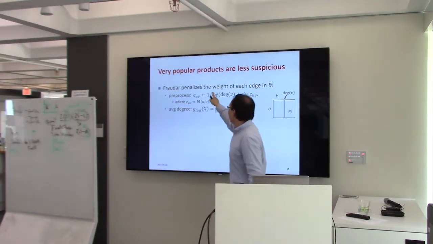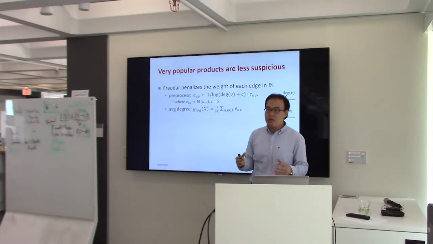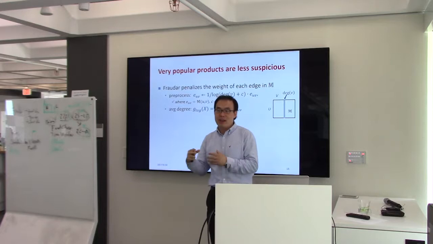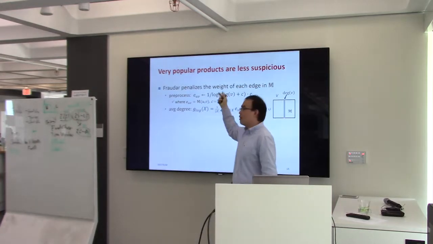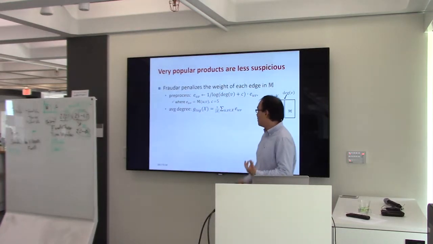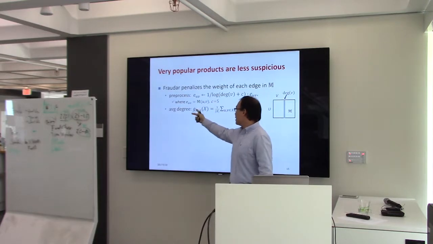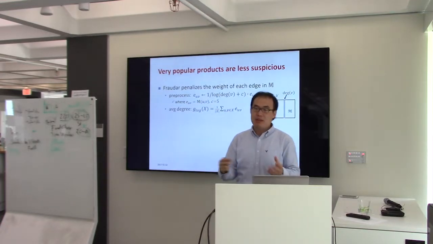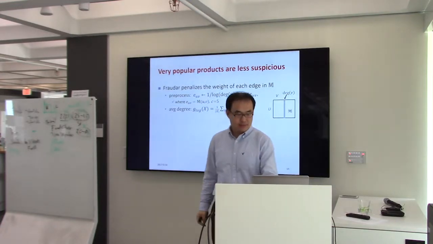The reason for using the logarithm is an idea borrowed from TF-IDF for documents, if you're familiar with that. It's the inverse of the logarithm. And so the average degree, which we denote as g log X, will be the average degree of the penalized edge weights.